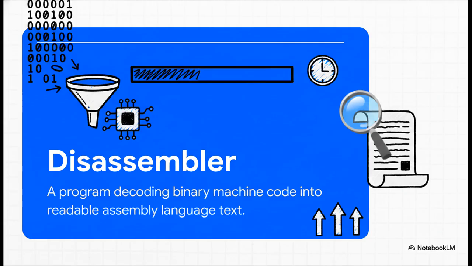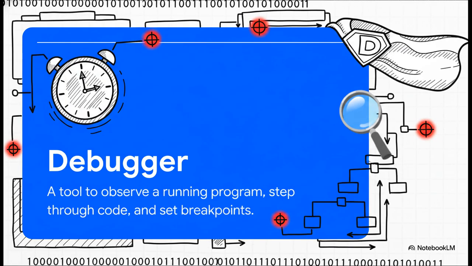A disassembler takes that compiled executable file, that super cryptic stream of numbers we talked about, and automatically decodes it back into the readable assembly language text. It reads the object code and generates a textual map, which lets us see the exact step-by-step instructions the CPU is being asked to perform. Our second major tool? The debugger.